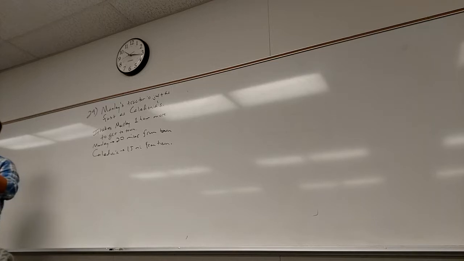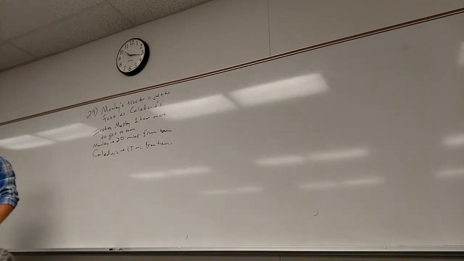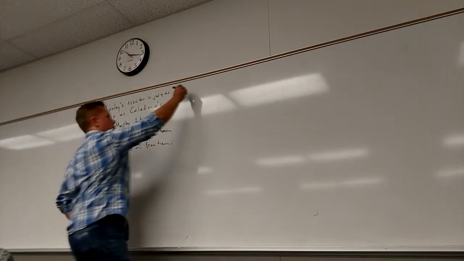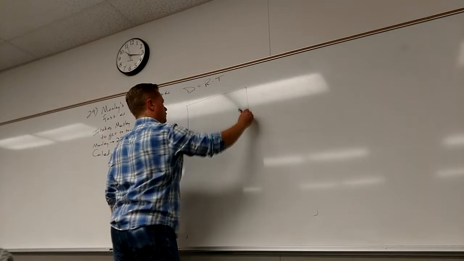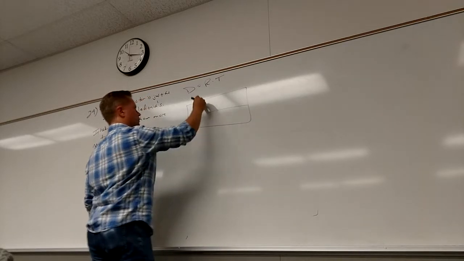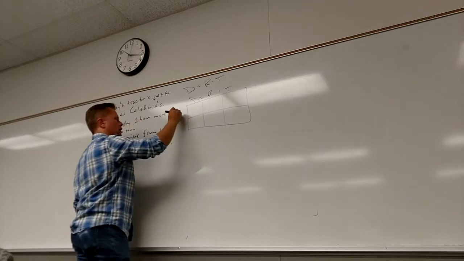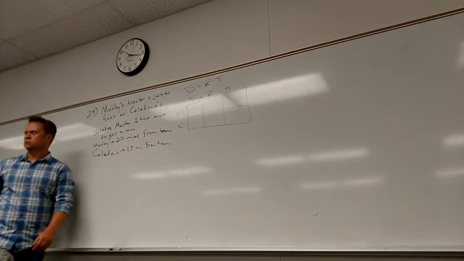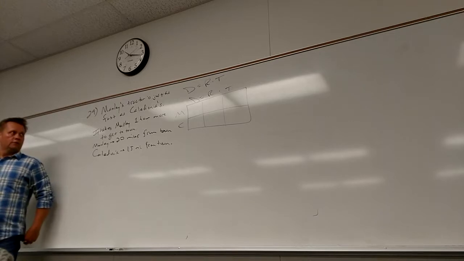So what's the formula behind what's going on here? Distance equals rate over time. No. Distance equals rate times time. So I have obviously two things going on. Distance equals rate times time. I've got Manly and I've got Caledonia.